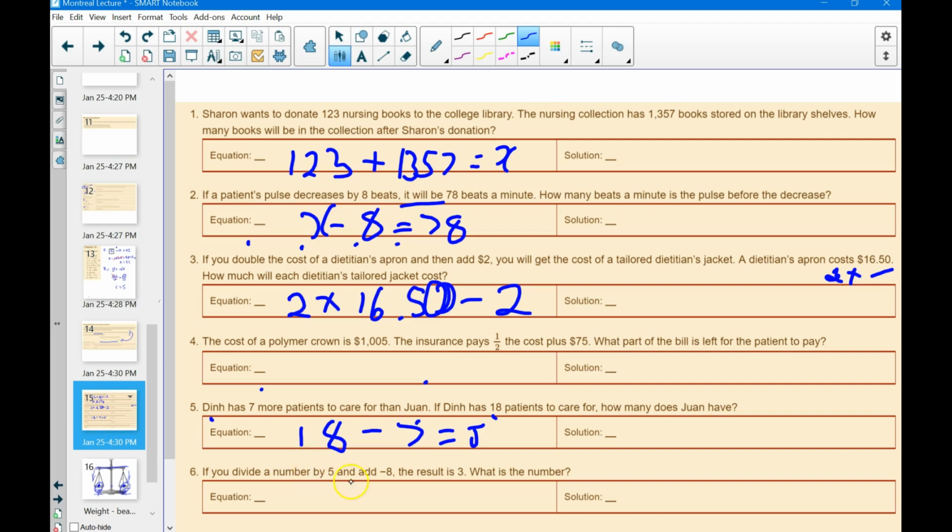So number 6, divide the number by 5. It's going to be x divided by 5. Then add negative 8. That equals 3. I need you to solve that. All right, so that's fine. That's all good.